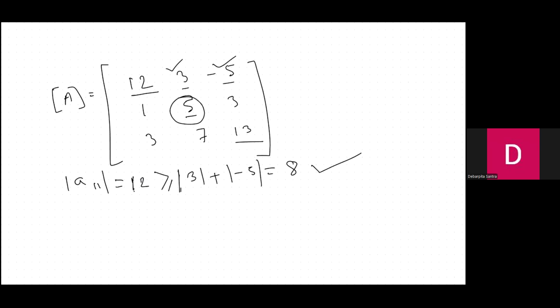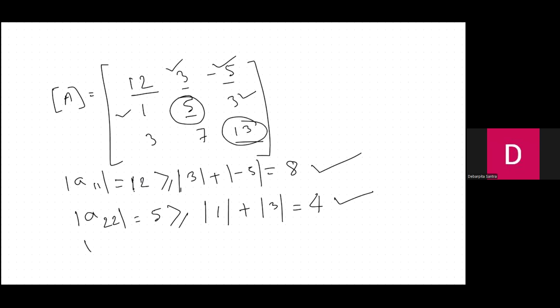Now, the next diagonal element is 5. So A22, the absolute value 5, is it greater than or equal to the sum of the absolute values of the other two elements in that row? Other two elements means 1 plus 3, so it is 4. Yes, 5 is greater than or equal to 4, so it is also true. What is the last diagonal element? That is A33, equal to 13. It should be greater than or equal to the sum of the other two elements in that row, 3 plus 7, so it is 10. So 13 is greater than 10.